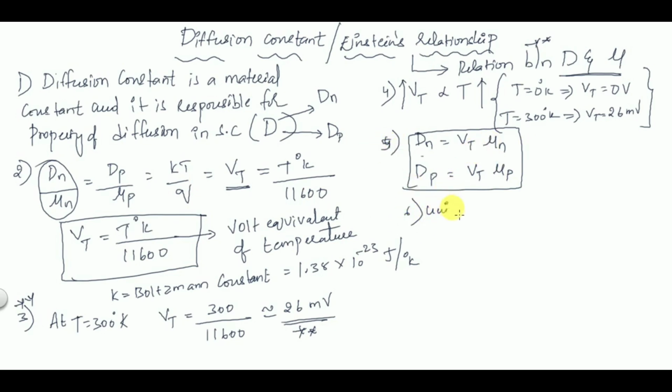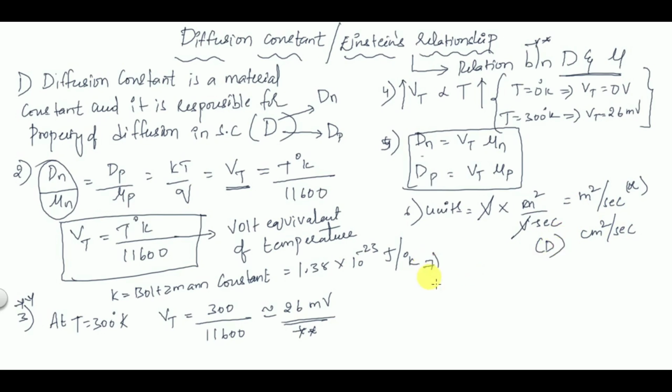Units of diffusion constant. What are the units for Vt? It is volts, because it is the volt equivalent of temperature. What is the unit for mu n? We have seen that it is meter square per volt second or centimeter square per volt second. So this volt gets cancelled off. So the units are meter square per second or centimeter square per second. These are the units for diffusion constant.